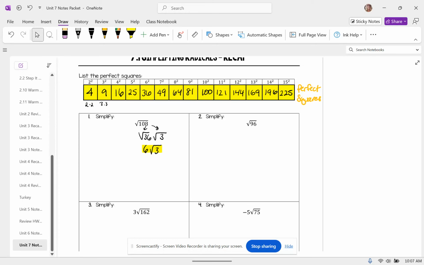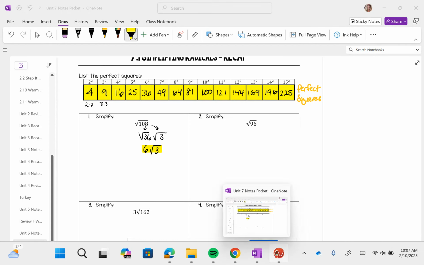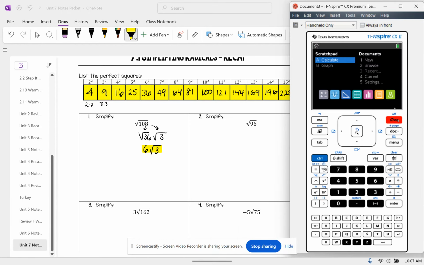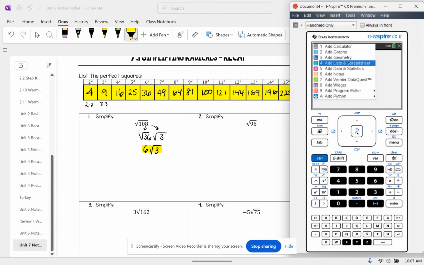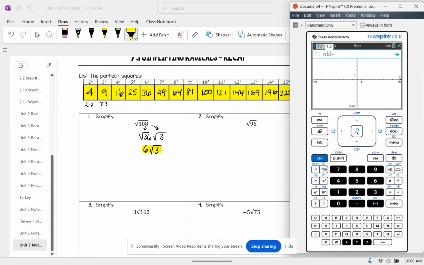So we're going to go to number 2, and I'm looking at the factors of 96. I'm going to look for the largest perfect square that is a factor of 96. So I'm going to go to the table and scroll. 96 is not a perfect square. 48 is not a perfect square. 32 is not a perfect square. 24 is not a perfect square. 19.2 is not a perfect square. 16 is a perfect square.